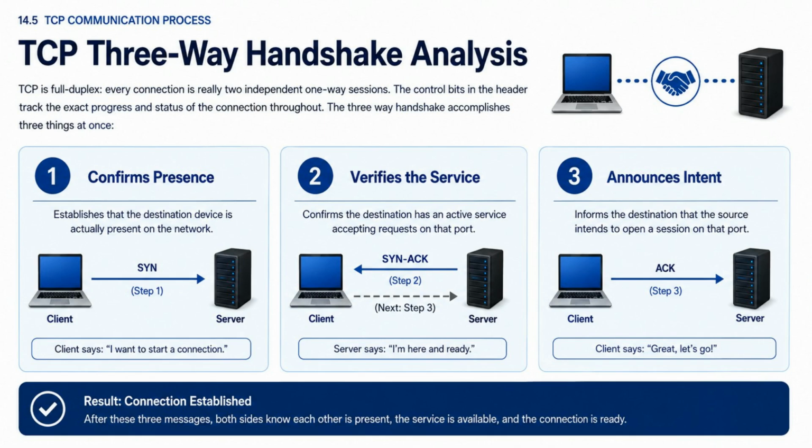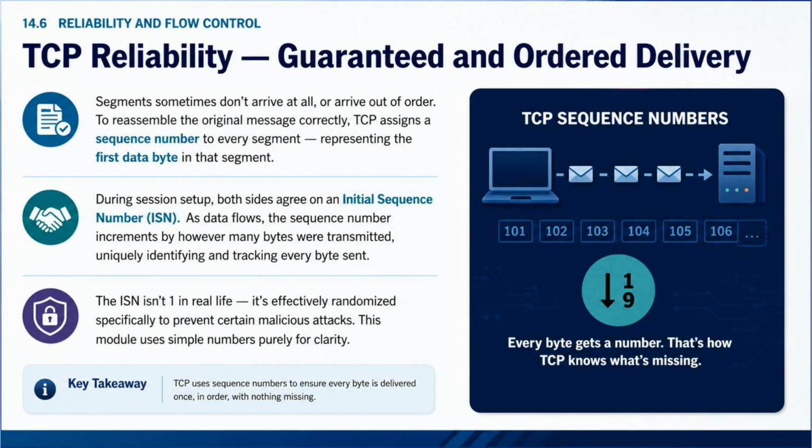verifies the service, that an active service is accepting requests on that port, and announces intent, informing the destination a session is being opened. Since segments can arrive out of order or not at all, TCP assigns a sequence number to every segment, representing that segment's first data byte.